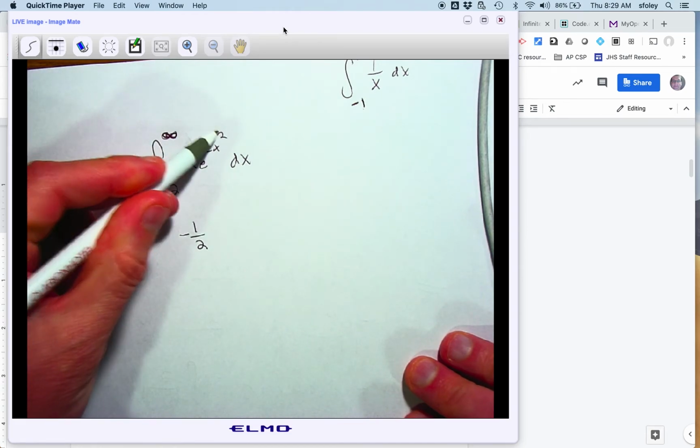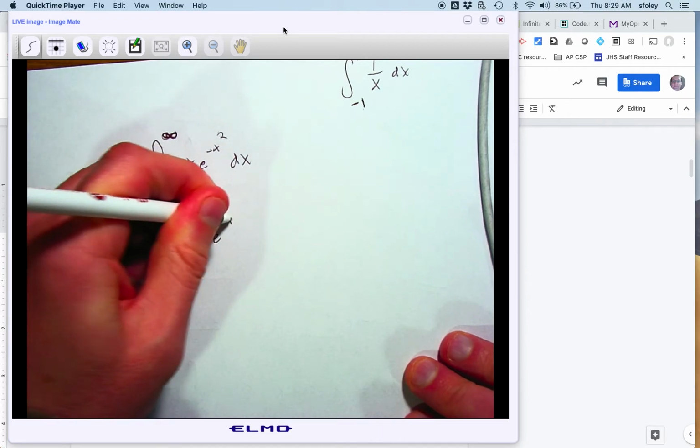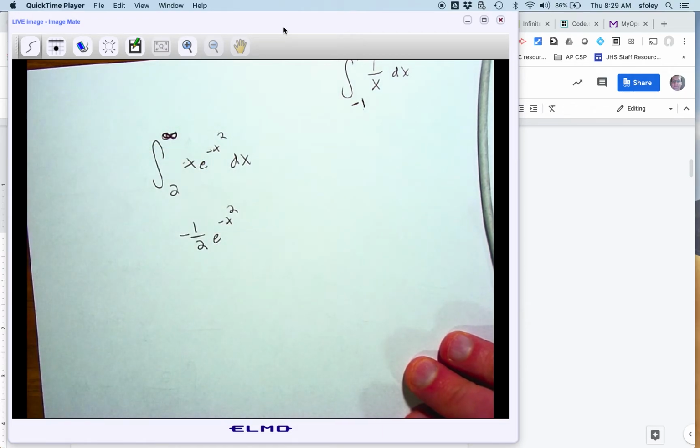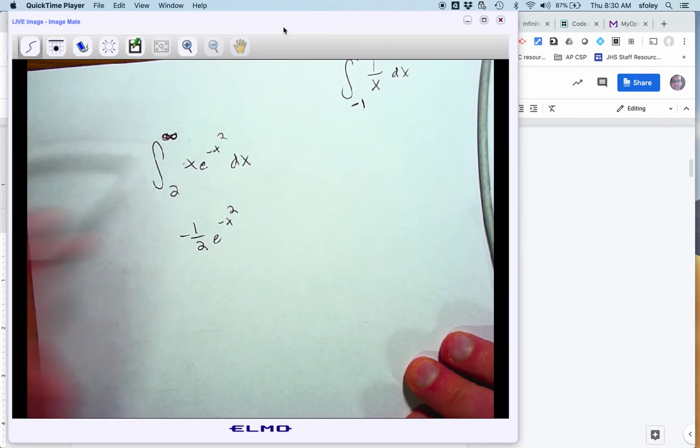So to turn the negative 2x into x, I need the 1/2 there. And then I have the exponential. So the derivative of the exponential is itself multiplied by negative 2x. Sure enough, I get the x back.